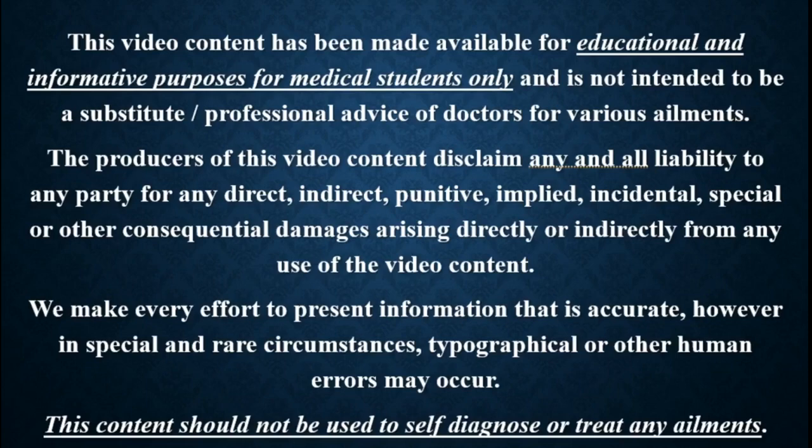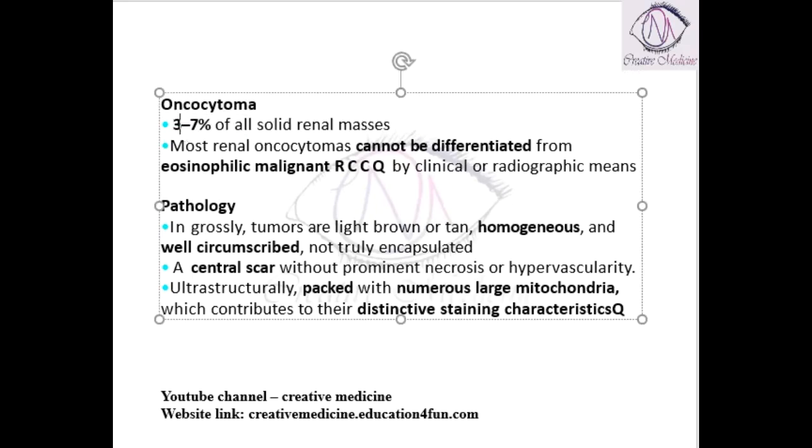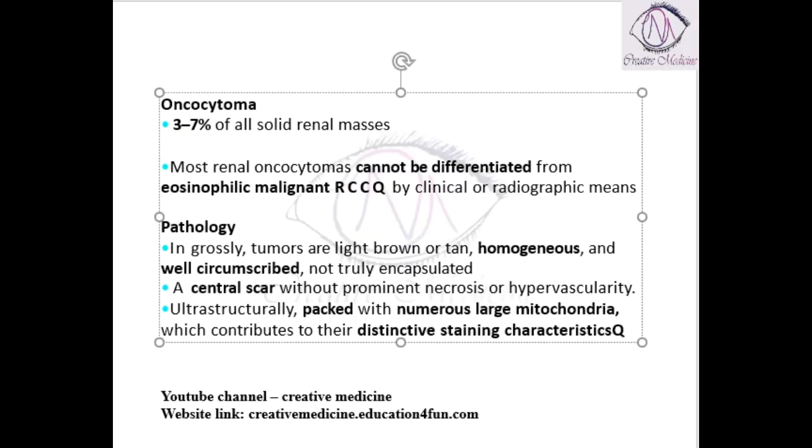In this lecture, we will learn about oncocytoma. Oncocytoma is seen in 3 to 7% of all solid lesions. Solid renal lesions are associated with oncocytoma. One important thing is oncocytoma differentiation with eosinophilic malignant renal cell carcinoma is difficult.